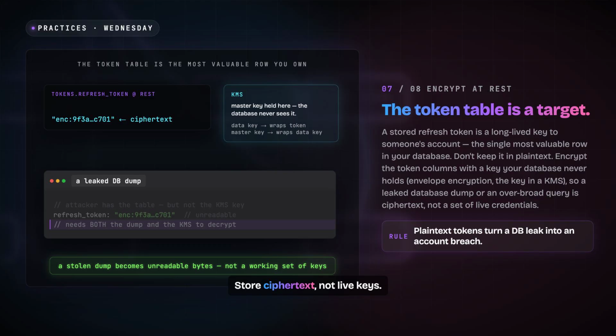Encrypt the token columns at rest. The clean way is envelope encryption. You encrypt each token with a data key, and that data key is itself protected by a master key held in a key management service, a KMS, that the database never sees. The practical payoff is separation. Your database holds ciphertext, the KMS holds the key to decrypt it, and an attacker needs both. A stolen database dump becomes a wall of unreadable bytes instead of a working set of keys. It's a modest amount of plumbing, and it's the difference between a bad day and a breach notification.